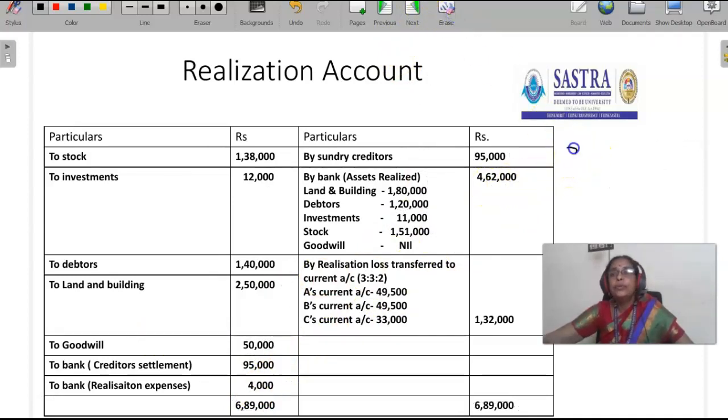The credit side total is 95,000 plus 4,62,000. If we add, we will get 5,57,000. The debit side total is more than the credit side total.